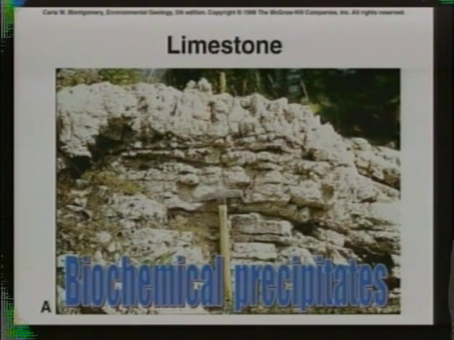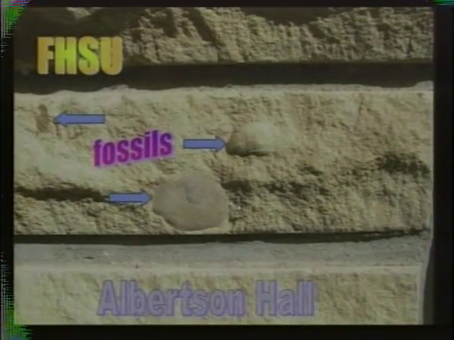So limestones are extremely important for a number of reasons, and we'll see later on about the locking of carbon in the carbon cycle. But biochemical precipitates create most of the limestones that we see in the world. What's so unique about limestones is all the fossils that they contain. And sometimes they're practically all fossils.